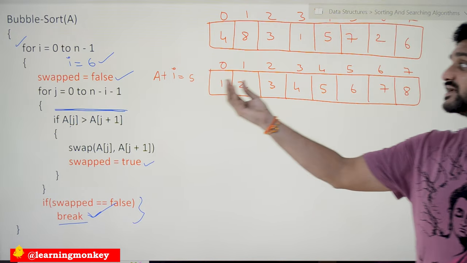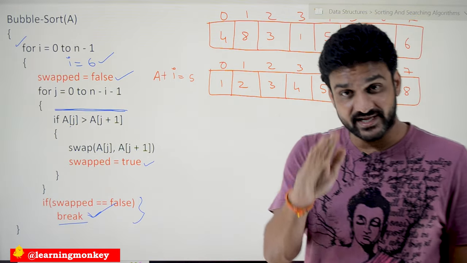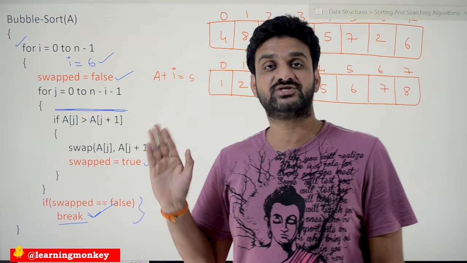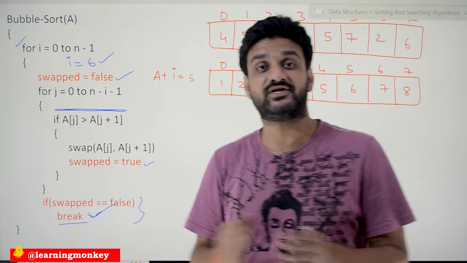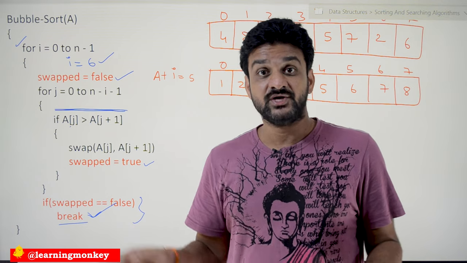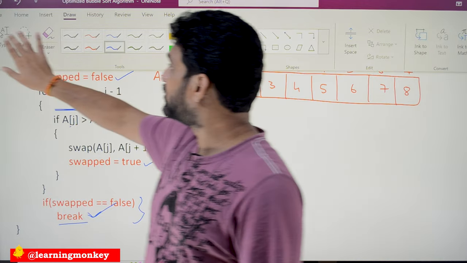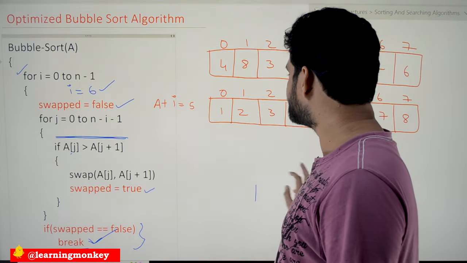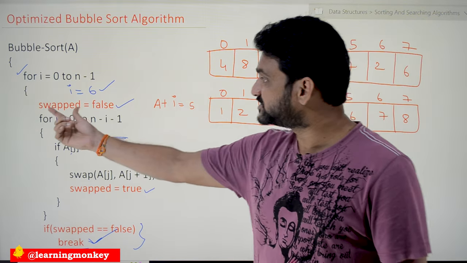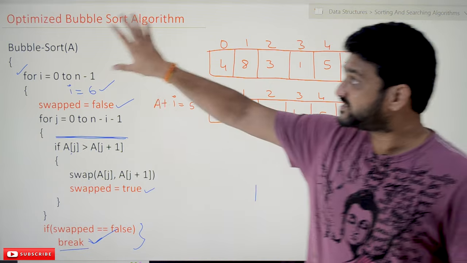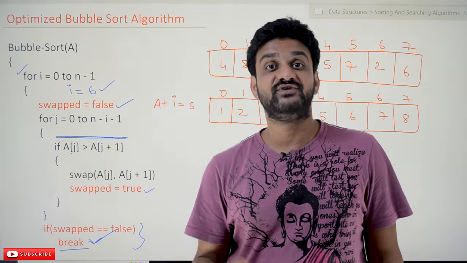As and when the elements are arranged in the sorted order, we are not going to do further iterations, which is of no use. So this is what we call optimized. This is the optimized form of bubble sort. In the previous class, we saw the general form of bubble sort, where this swapped variable is not included. This is the version where bubble sort is very much optimized when compared to our previous algorithm.